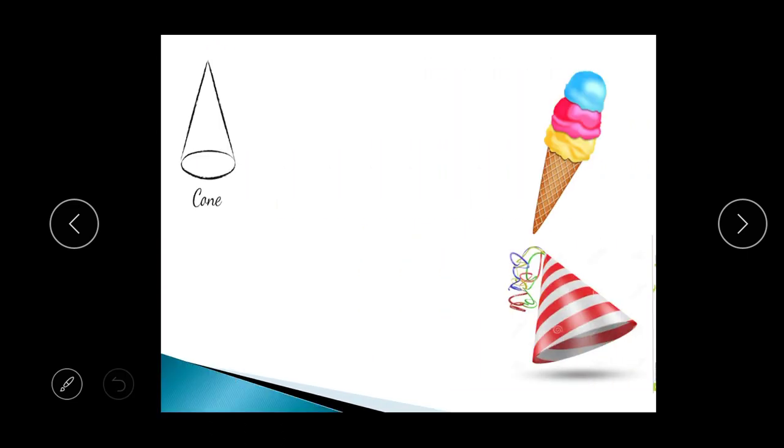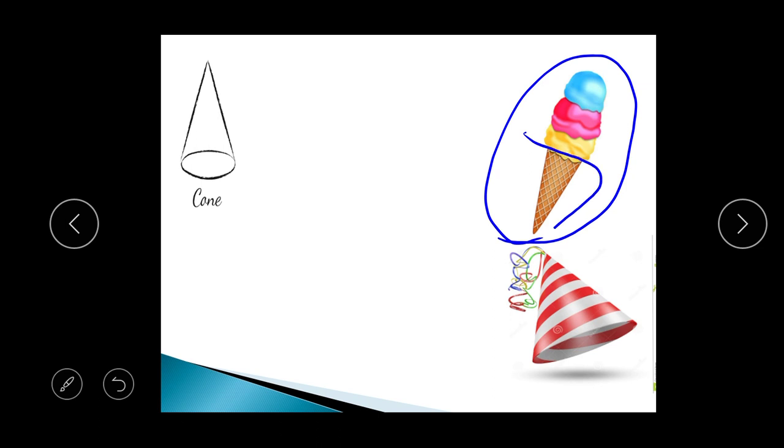So let's move on to cone. Cone, yes. Wow, I can see ice cream on the screen. Wow, I'm craving ice cream. Cone is another 3D shape. There are some objects that come in cone shape. We have our ice cream cone. Can you see the ice cream cone? This part comes in cone shape. Yes, that is an example of a cone-shaped object.